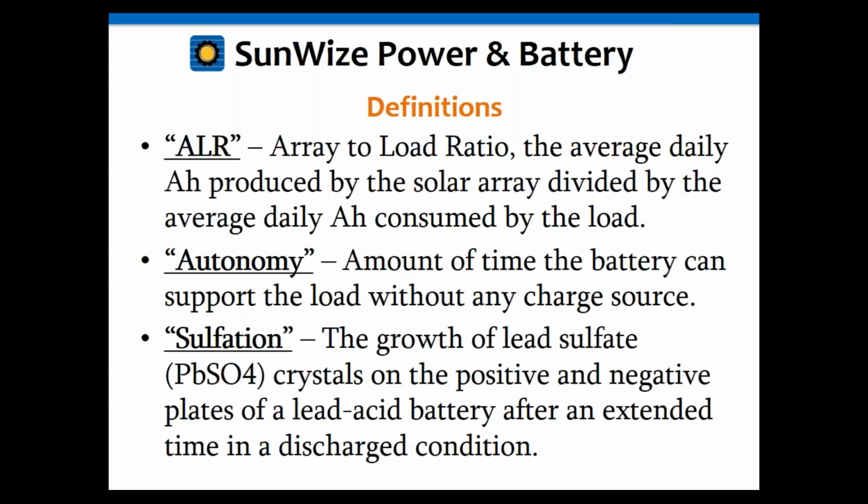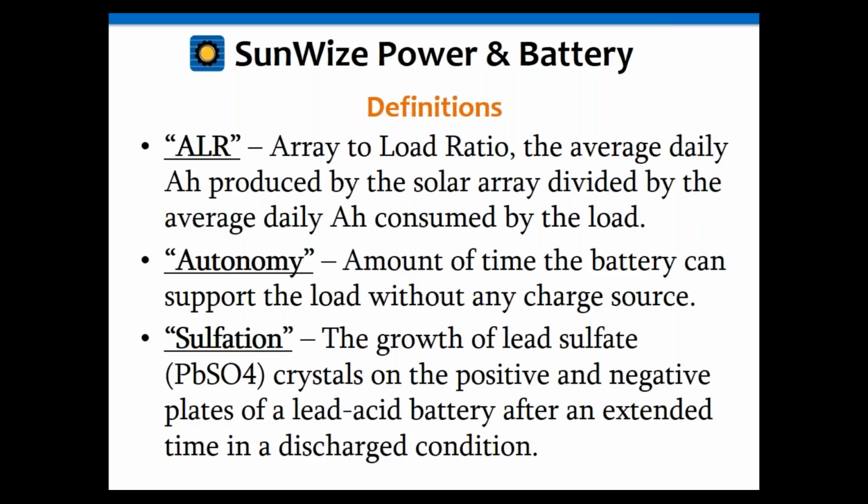So just some quick definitions with that. One of the things we're going to mention quite a bit is array to load ratio, or ALR. That's a very, very important number, and that is basically the ratio of the amp hours produced by the solar array divided by the amp hours consumed by the load. That's very important because you always want to make certain you have more energy produced by the solar array than is being consumed by the load. Otherwise, the system will not work, and you're going to need to have a little extra to recharge your batteries, as well as some other things we'll talk about as we go through this.